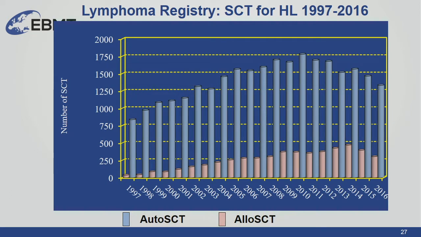And again, this is what we see in terms of the numbers of patients transplanted. There might be a slight drop in the number of autologous cases here. Again, I think that we need to see in a couple of years if the numbers go down or up again.